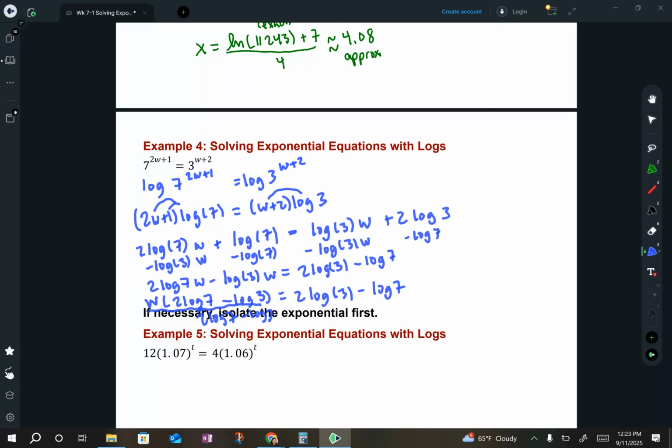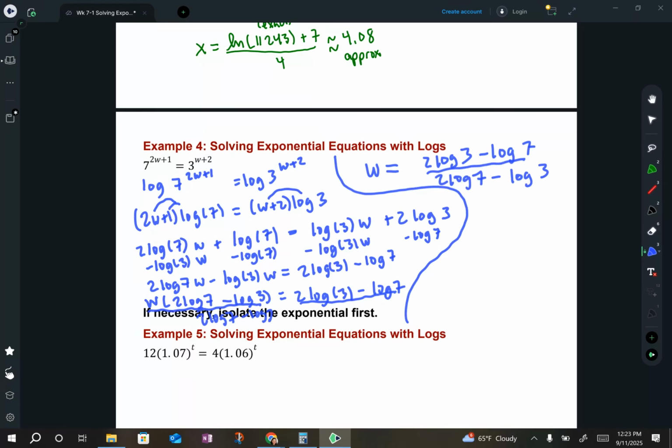So over here, let me just draw a little squeezy line. I wish I'd given myself more room. I would have w equals, my right-hand side here is in the numerator, 2 log 3 minus log 7, all over what I divided by, 2 log 7 minus log 3. And that is my final exact answer.